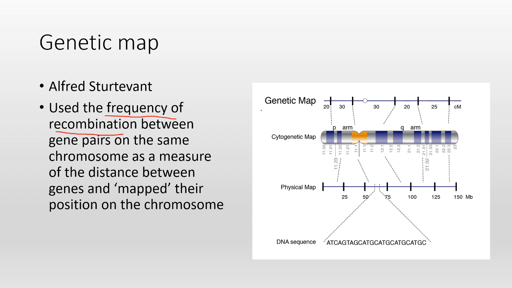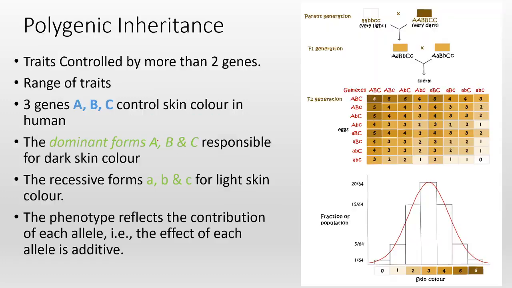So what is a genetic map? A genetic map is the information in the entire chromosome about where we are having which gene. This genetic map for the first time was developed by Sturtevant, student of Morgan, and he used the frequency of recombination to develop this particular genetic map. Now we're coming to the next part, that is polygenic inheritance.